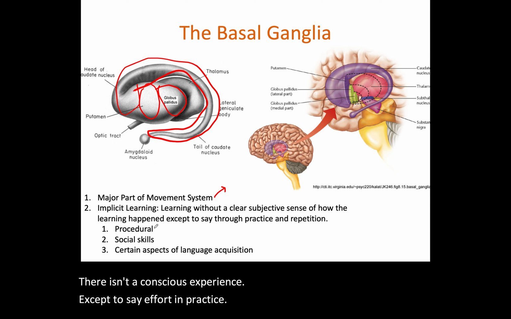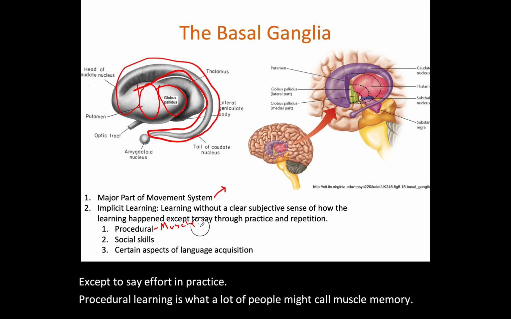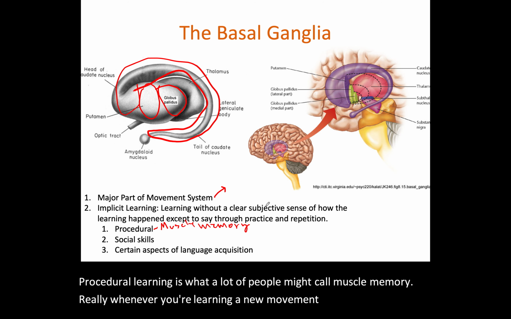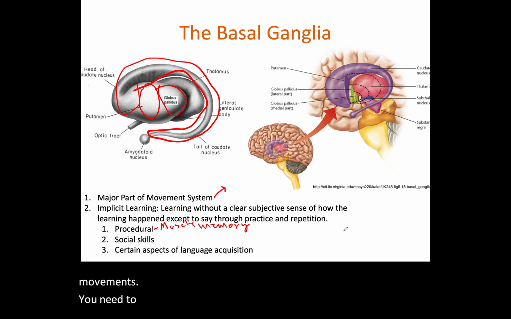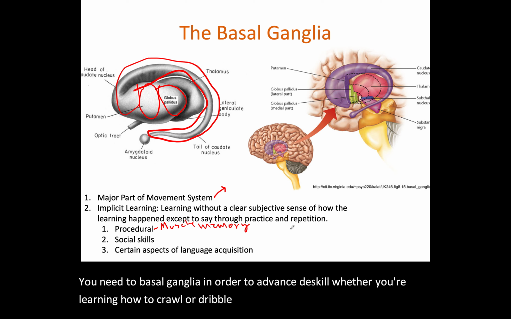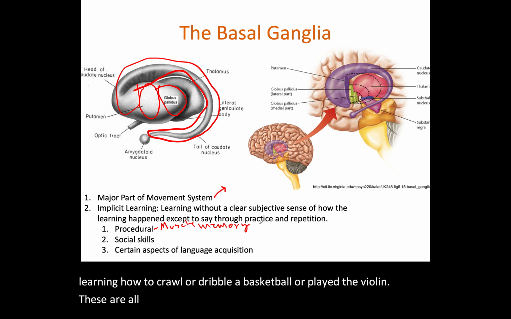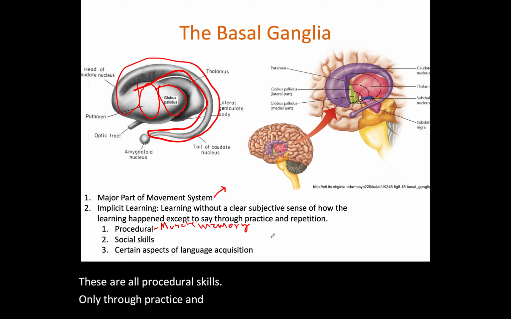Procedural learning is what a lot of people might call muscle memory. But really, whenever you're learning a new movement or a new sequence of movements, you need the basal ganglia in order to advance that skill. Whether you're learning how to crawl, or dribble a basketball, or play the violin, these are all procedural skills. Only through practice and repetition will you get better.